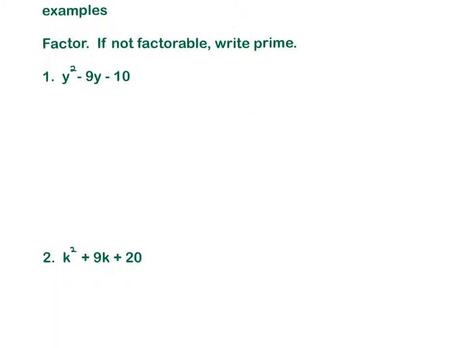So let's do a couple examples of factoring here of this form where I have a 1, x squared, y squared, k squared, whatever my variable is. So my goal is to write this problem as something times something. Okay, so when I FOIL this, I'll end up with what I started with. We're just going backwards. We're going, instead of multiplying, we're actually factoring it. But it's just the backwards process.